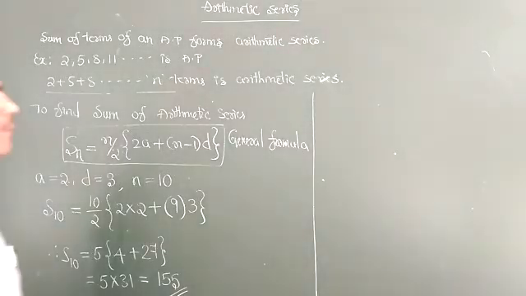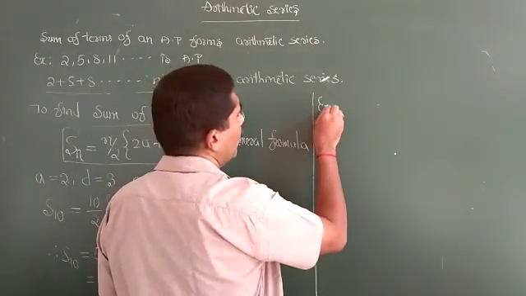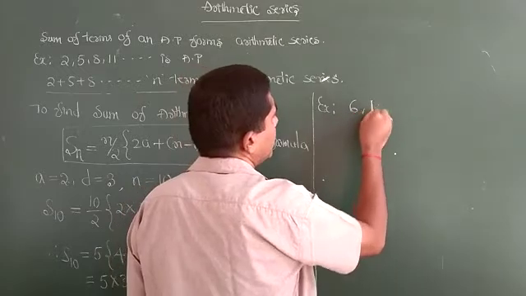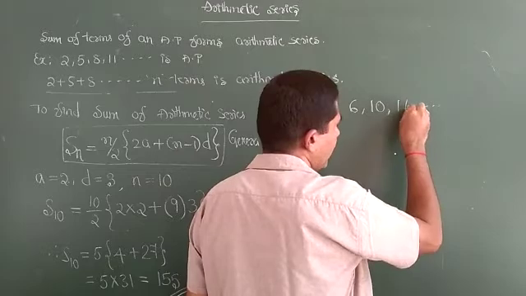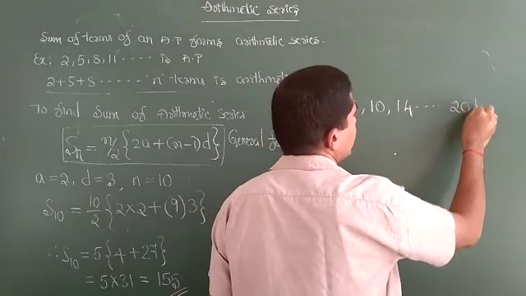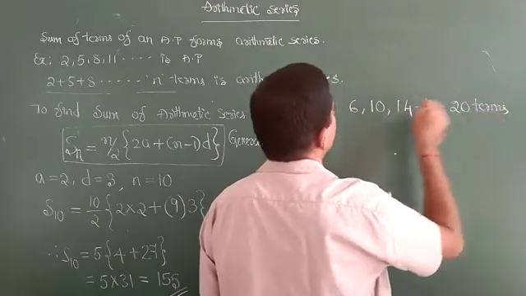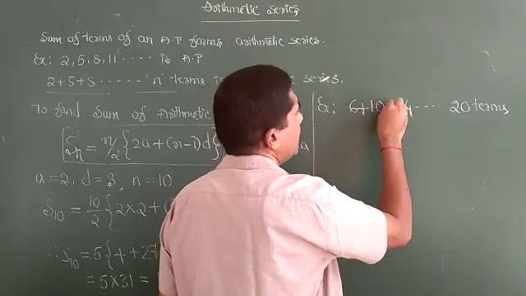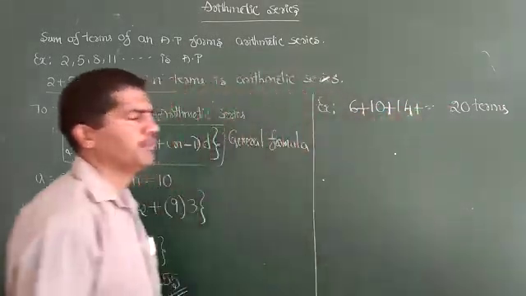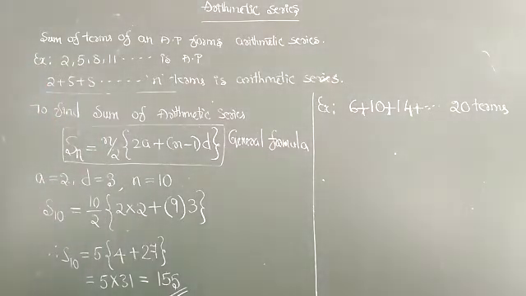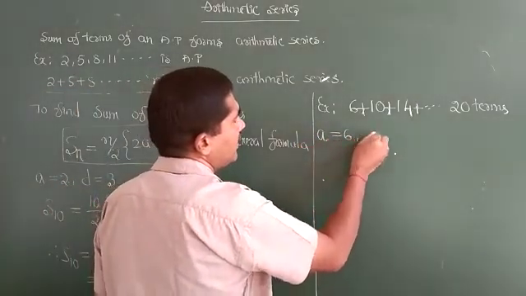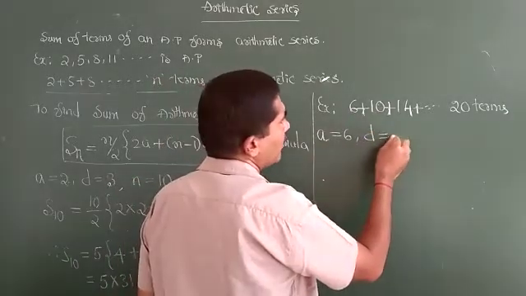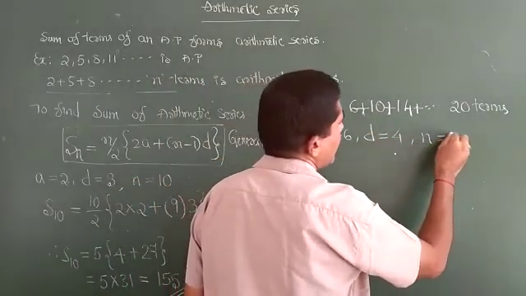Now let us take one more example. I am trying to find out the sum of 6, 10, 14, etc. up to 20 terms. I am trying to find the sum, in the sense now it has become an arithmetic series. 6, 10, 14, etc. is an AP. The sum of 6, 10, 14, etc. is the arithmetic series. First find the given things. a equal to 6, d equal to 10 minus 6 has become 4, and I am finding the sum of 20 terms.